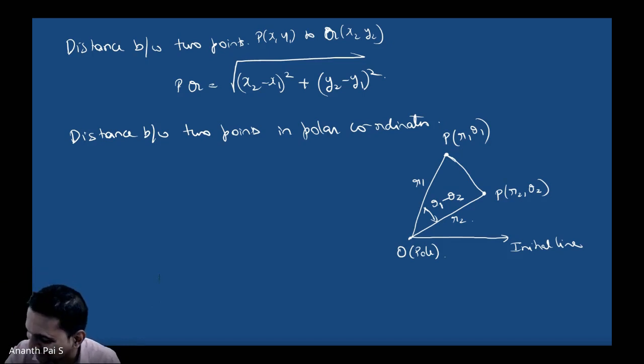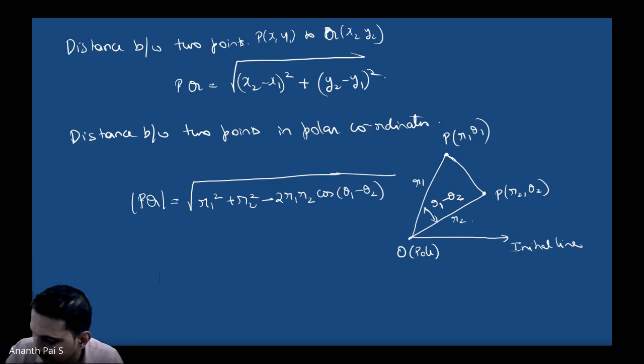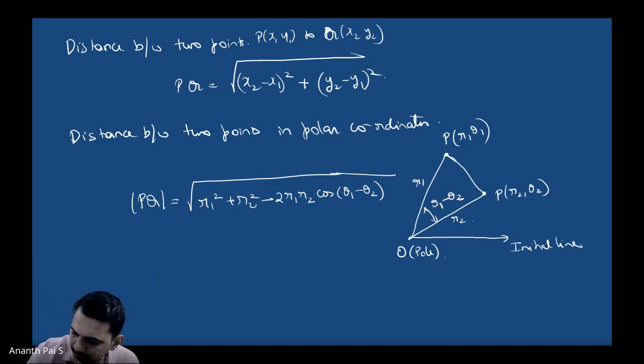Now, when you consider OP, what is OP? So what happens here? PQ magnitude is nothing but equal to the square root of r1 square plus r2 square minus 2 r1 r2 into cos of theta 1 minus theta 2. That's it. I have not derived it, but it can be derived. It is from the cosine formula.